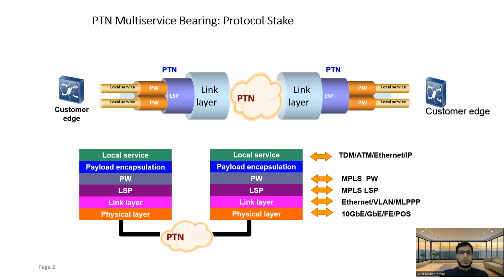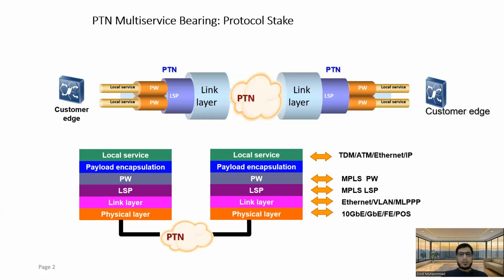So the local services will be encapsulated and mapped into the pseudo wire. And the pseudo wire is configured over our LSP logical pipe, which is the tunnel. And then we have one logical port. It can be any of the universal platform boards, or it can be a unique Ethernet line card. And then we have the physical fiber between two nodes. So this is just an overview.